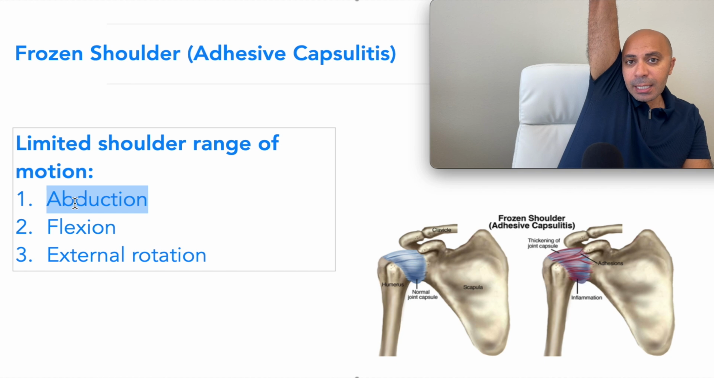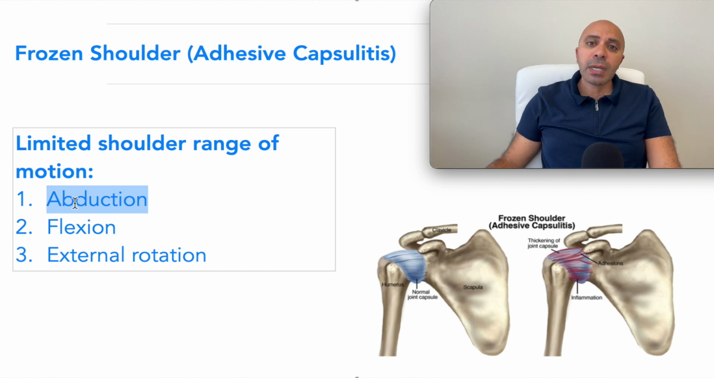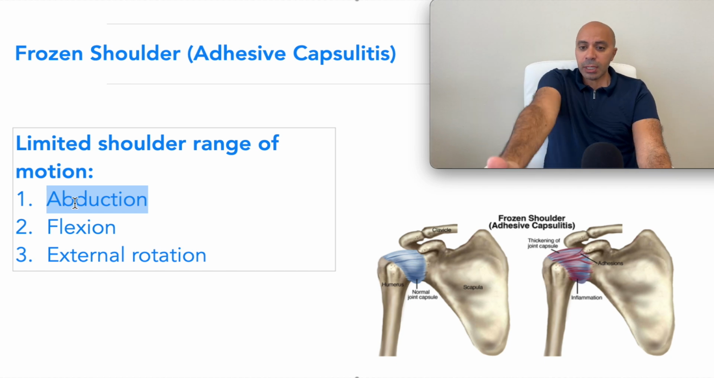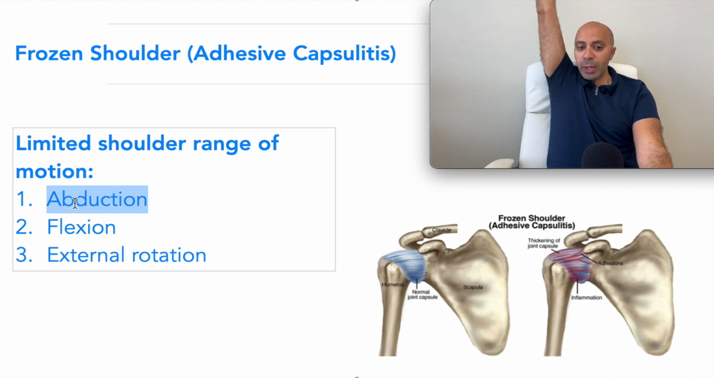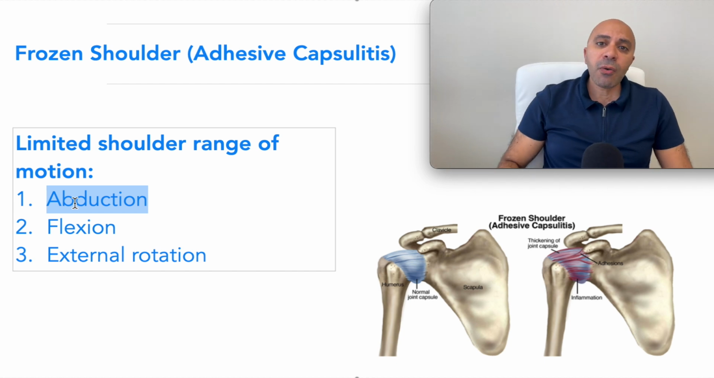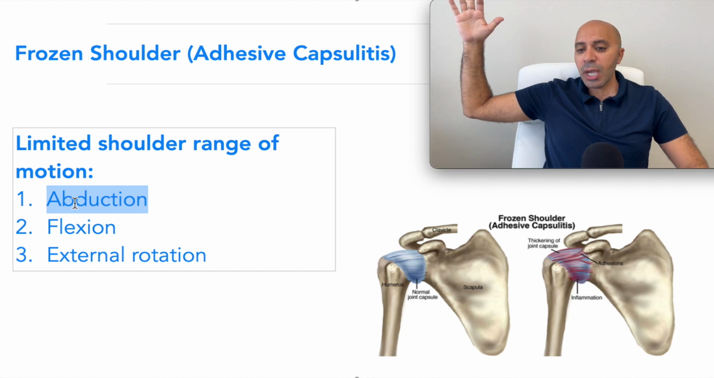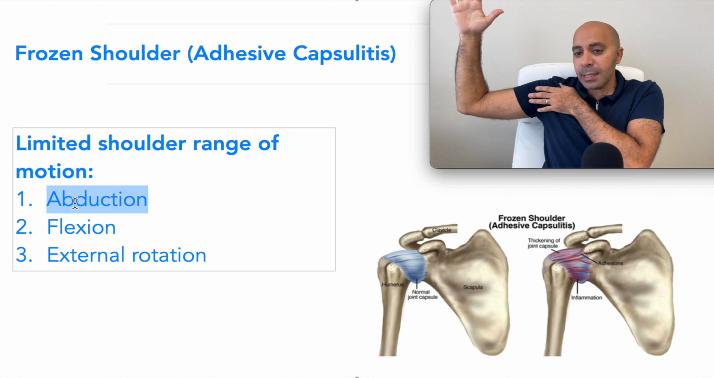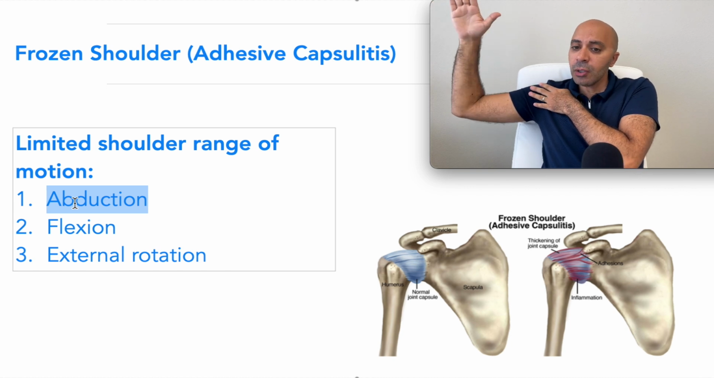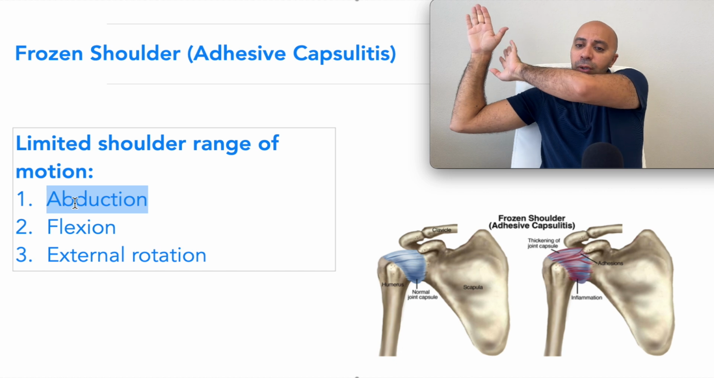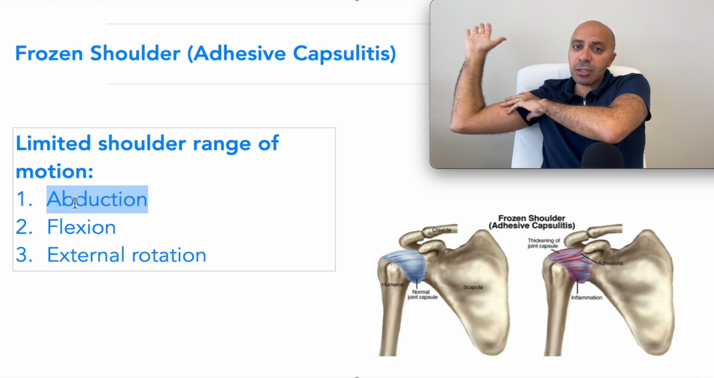The second sign is flexion range of motion limitation. This is flexion: thumb up like this and bring my arm all the way up. The third sign is limited external rotation. External rotation is when you have your arm at 90 degrees like this, and you bring the back of your hand back this way. That's external rotation.